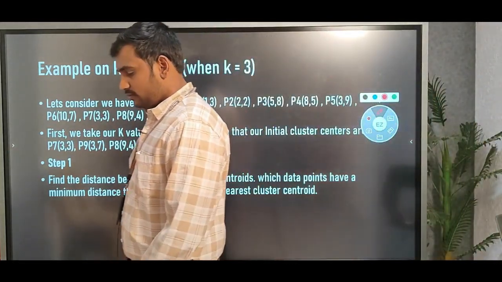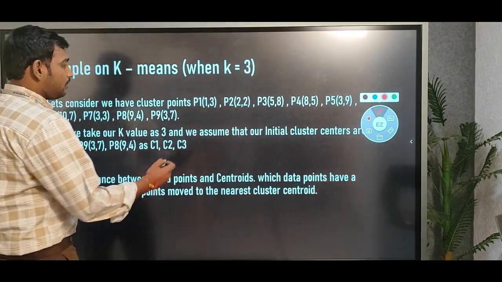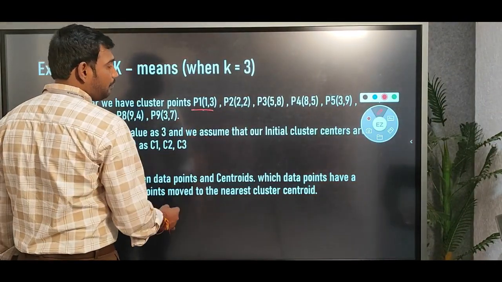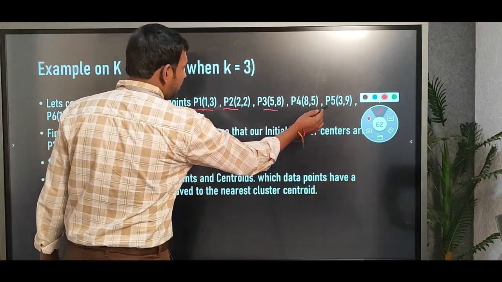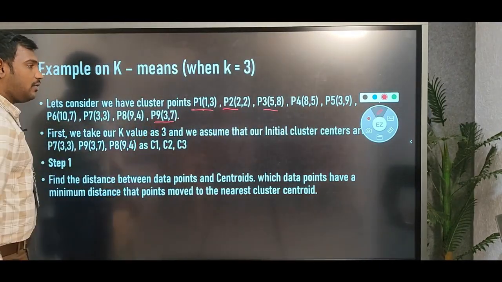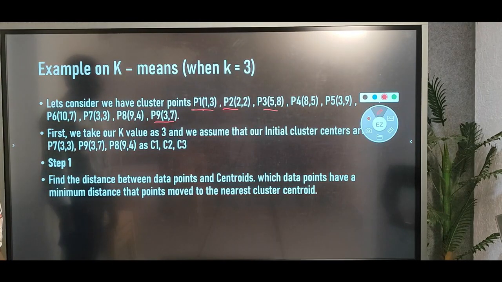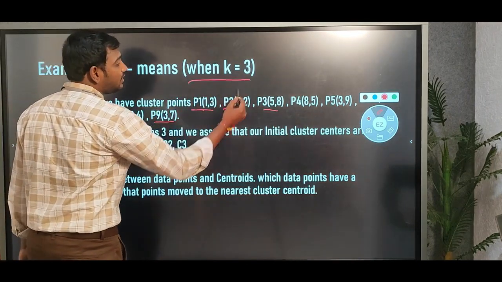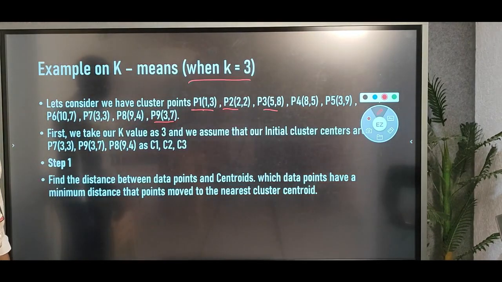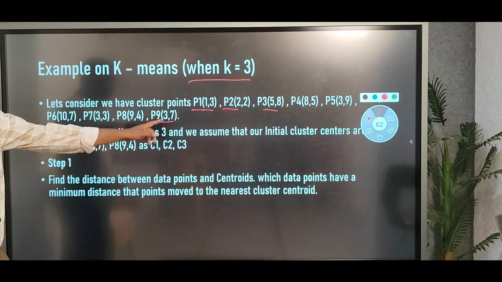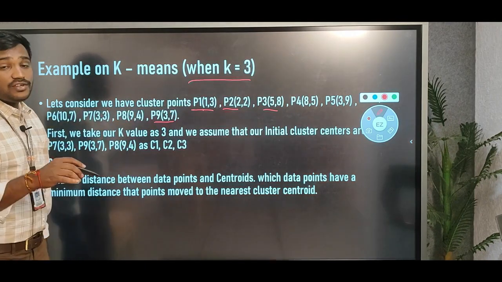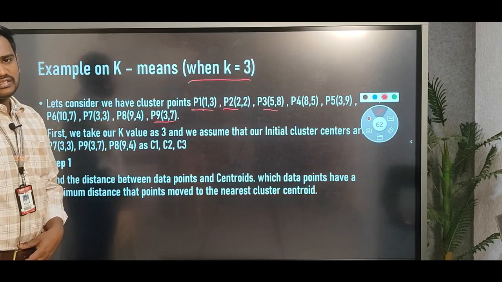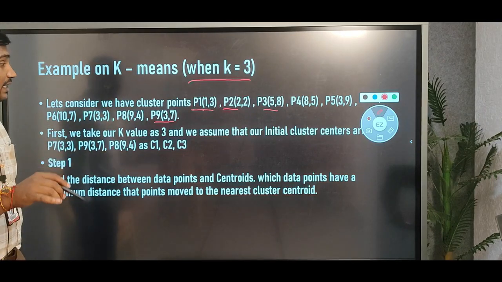Let us consider we have data points given: P1 (1,3), P2 (2,2), P3 (5,8) and respectively up to P9. I have selected 9 points randomly to implement the k-means clustering algorithm. Here, when k is equal to 3, I am going to give 3 clusters to these data points. If k is equal to 2, then 2 clusters. If k is equal to 3, then you have to write 3 clusters.